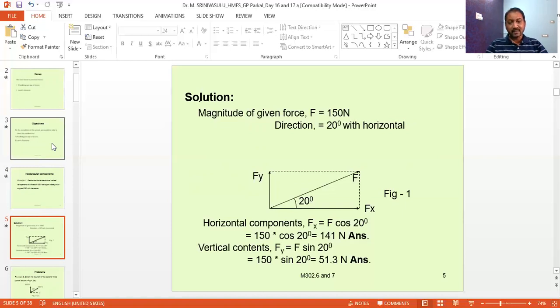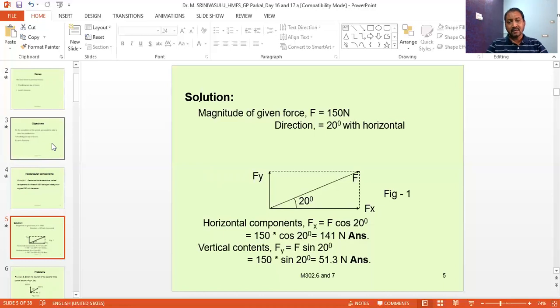So we know that the horizontal component Fx is equal to F cos theta, where theta is the angle made by the force with the horizontal. Here the F value and theta value are given. Substituting F as 150 and theta as 20 degrees, Fx is equal to F cos theta, that is 150 cos 20. Then the value is 141 newtons. That is the horizontal component of the given force.